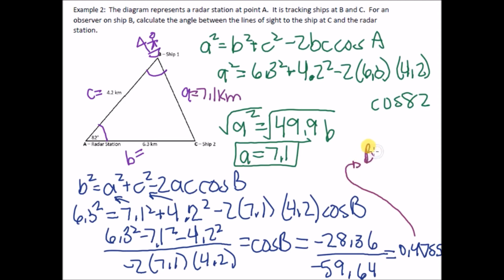Okay, so I get B equals cos inverse of 0.4755. And when we cos inverse this, we get the angle B. Angle B equals 62 degrees. Okay, so your therefore statement should say the angle between the lines of sight between the radar station and ship 2 is 62 degrees.